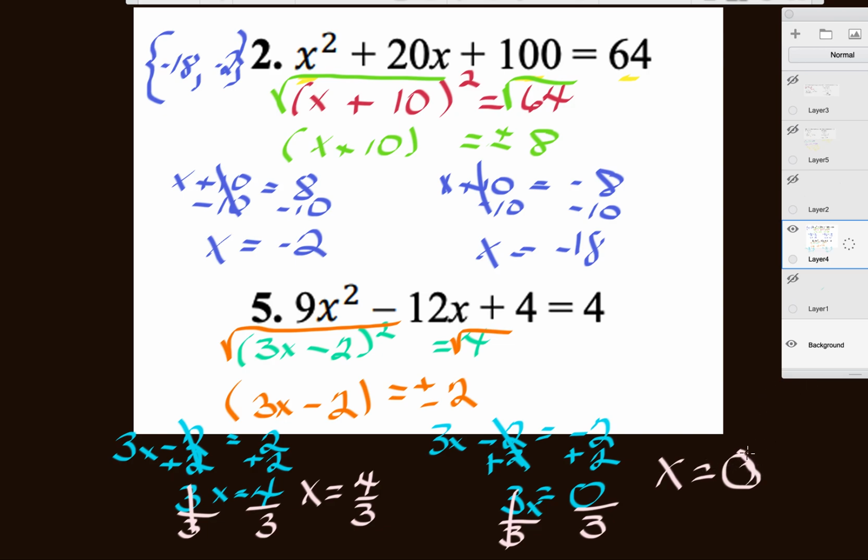All right, and that's basically it for the first page of this assignment. I'm going to create another video that shows you how to take care of the actual completing of the square, and it's got a couple of steps to it.